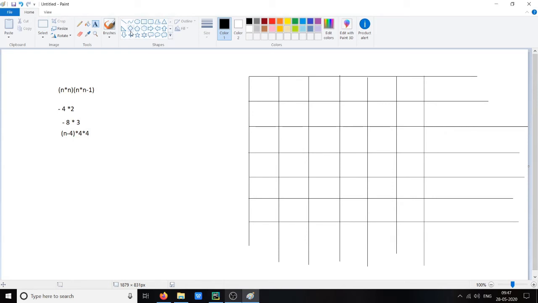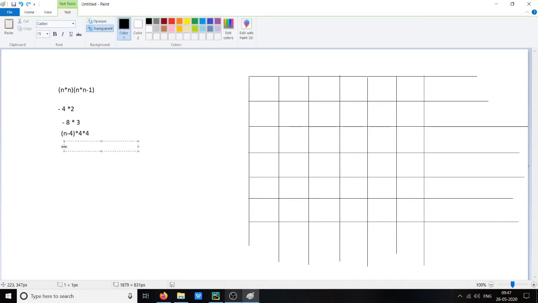Now we will move inward in the chessboard. Let us say we place our knight here, then it can attack here, here, here and here. It can attack 4 positions. As there will be 4 inward corners, we will subtract these 4 attacking positions multiplied by 4. So minus 4 into 4.